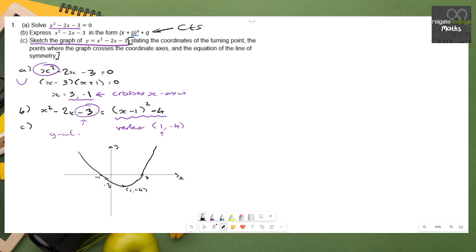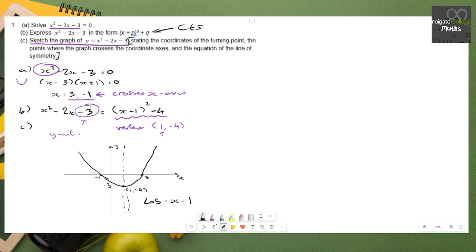Okay, so stating the coordinates of the turning point, we've done that. The points where the graph crosses the coordinate axes, we've got these 3 points here. We've got the 2 roots and the y-intercept, and the equation of the line of symmetry. So the line of symmetry has equation x equals 1, and if we wanted to draw it on the graph, we could. Whoops. And that's how you sketch curves.